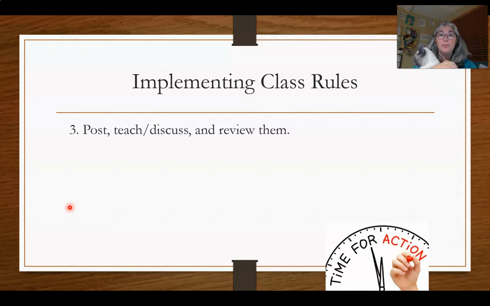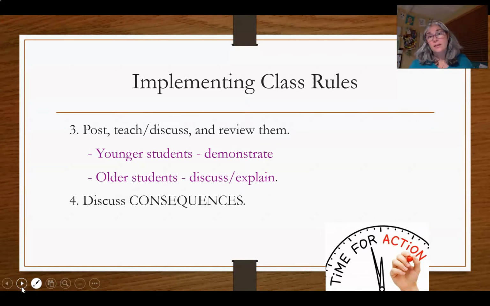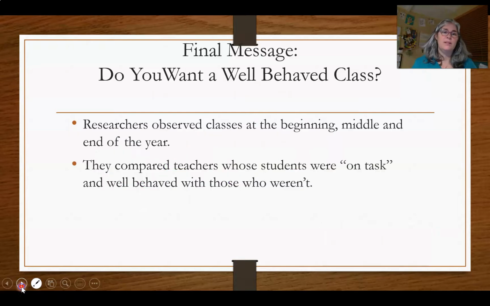So we were talking about posting rules and teaching rules. You need to do this differently depending upon the age of your students. So with younger students, you might need to demonstrate. So what do you mean by raising your hand and waiting to be called on? You might need to really give a bit more hands-on, tangible kinds of explanations as to what it is that you're looking for. For older students, they're more cognitive, so you can discuss and just simply talk with them about it. And then lastly, you need to discuss the consequences. What happens if they break those rules? And there needs to be consequences, and we'll talk in our next segment about handling misbehaviors and what do you do when you have to deliver a consequence.